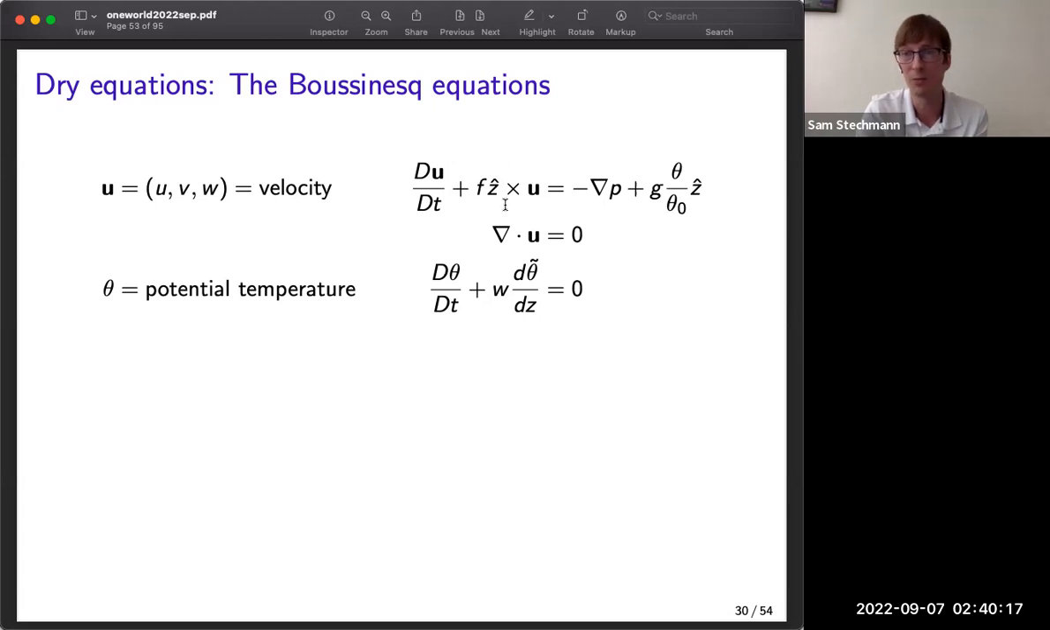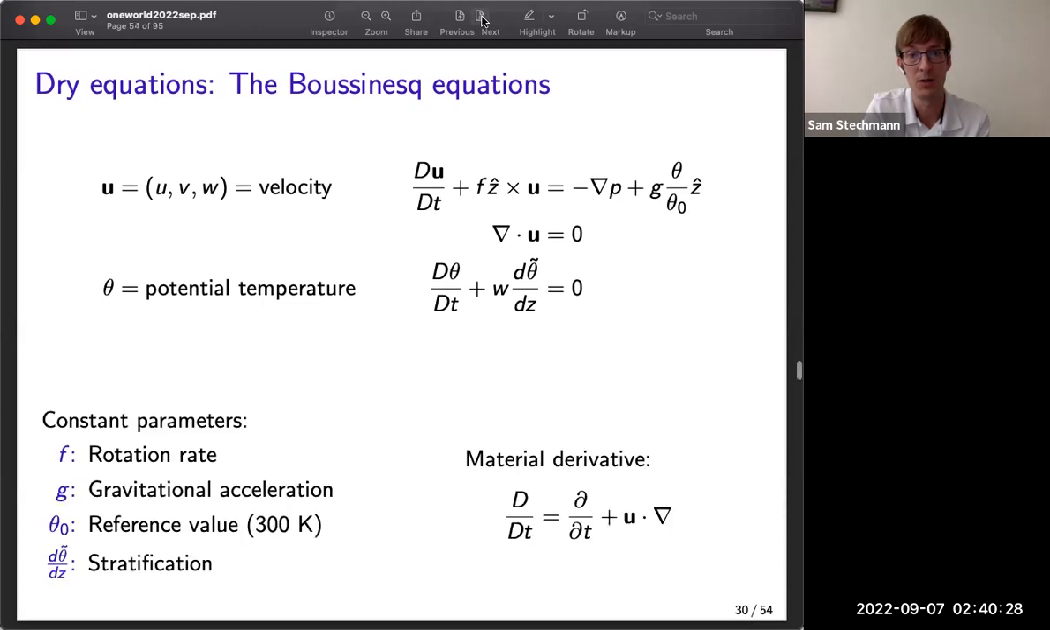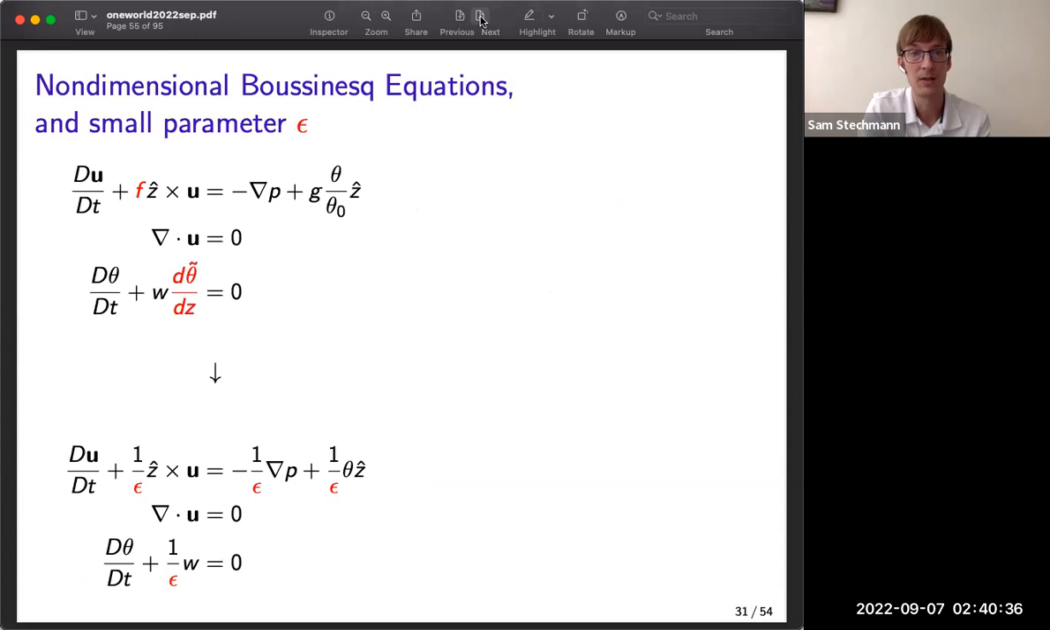Now, you could have had this rotation term in some of the earlier parts of the talk, but I had left it out for simplicity. This is the dry case, so just potential temperature and no source terms. The parameters and material derivatives are 3D. To get to the Boussinesq equations, we have to introduce non-dimensional parameters, Rossby number, Froude number, things like this. I'm just going to call them all epsilon to move quickly.